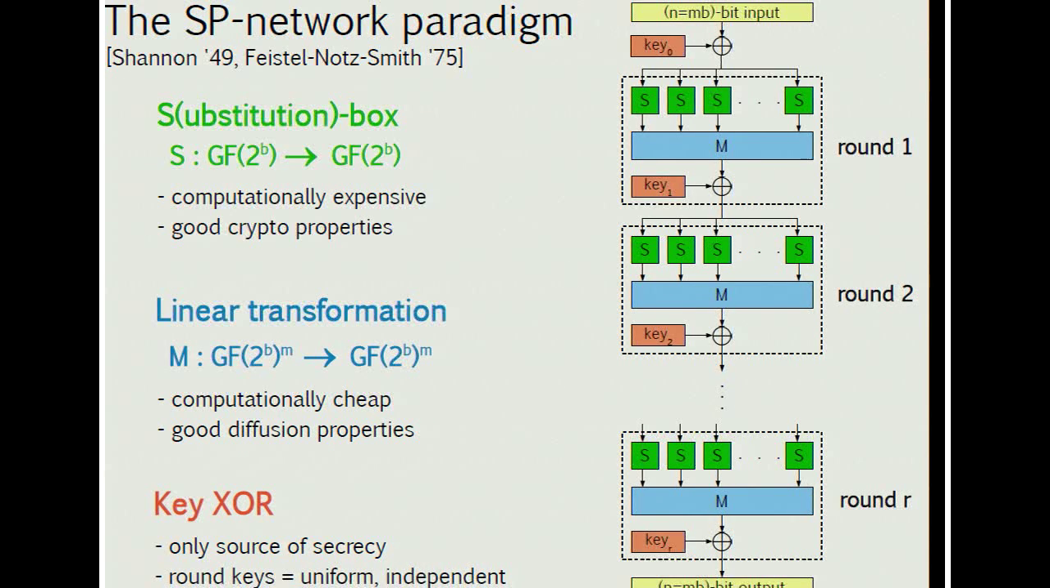And then finally, the third step in each round is the XOR with the round key. This is obviously important because this is the only source of secrecy in the whole algorithm. The S-box and the linear transformation are known to everyone. The key is secret. In all of our candidates, we're going to assume uniform and independent round keys. In practical constructions, this is not typically done. For example, in AES, the round keys are generated via the key schedule. However, this is common in analysis of these functions. And in particular, it's believed to only make the security stronger to use independent round keys as opposed to generating them from a key schedule.